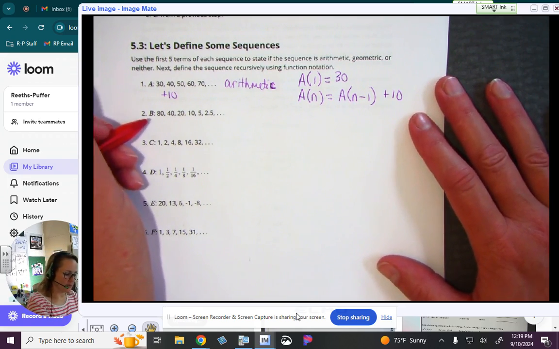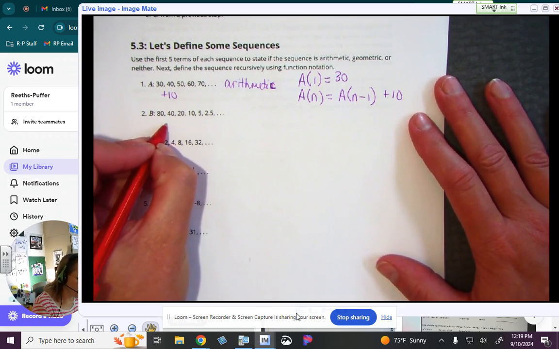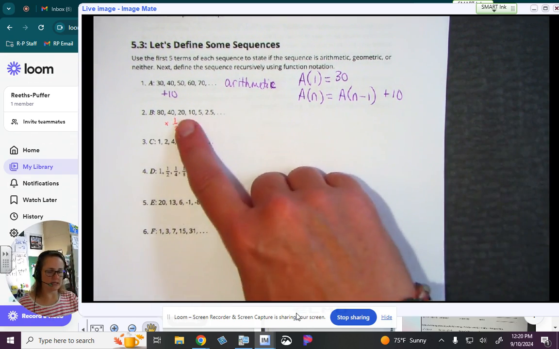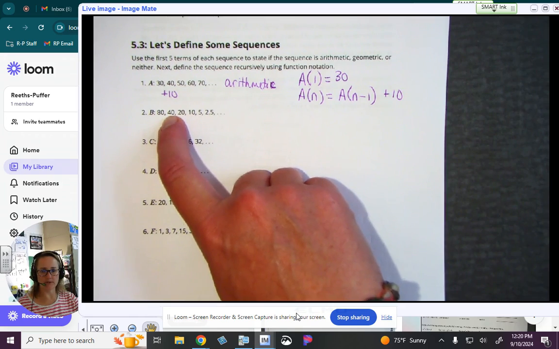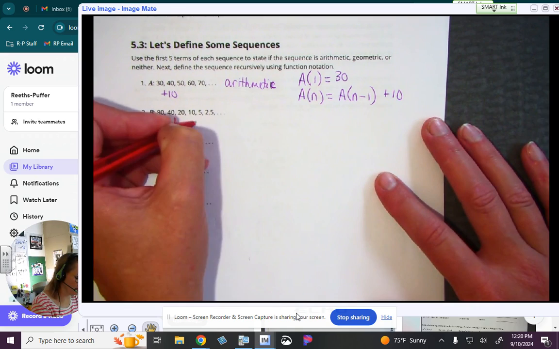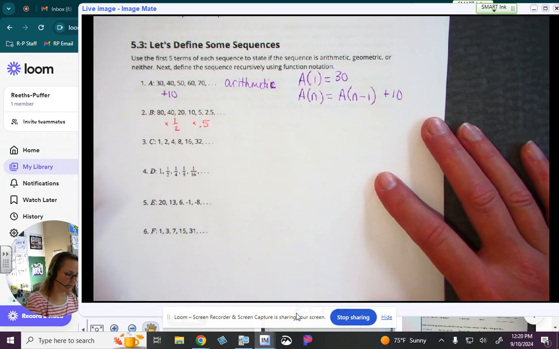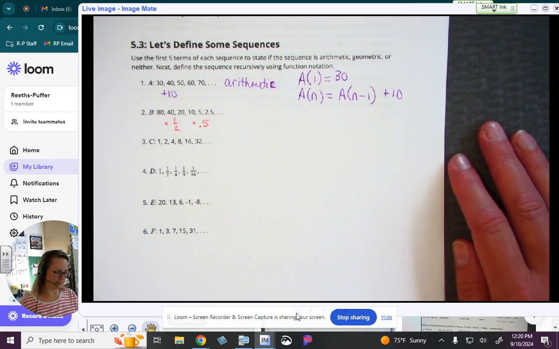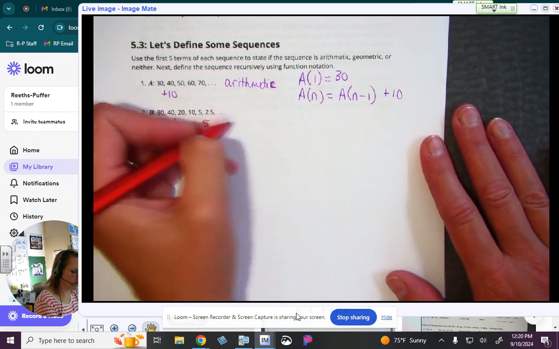Sequence 2, or sequence B, is multiplying by 1/2. Remember, you can take any number and divide it by the one before it to find out what it is. We could also say it's multiplying by 0.5. We could also say it's dividing by 2. I'm going to stick with this. This is geometric.